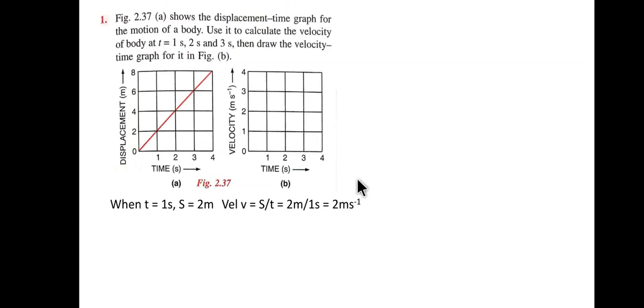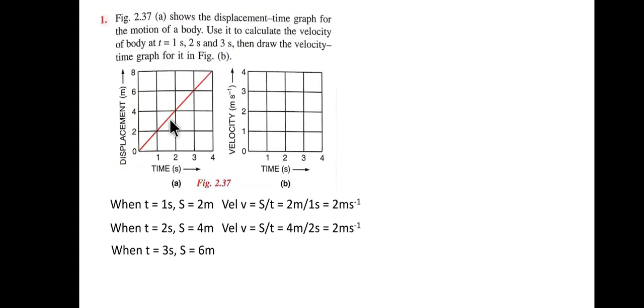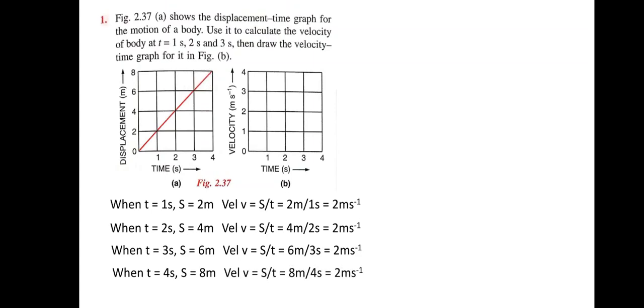In the next case, when the time is 2 seconds, the displacement is 4. Therefore, the velocity is equal to 4 meters divided by 2, that is again 2 meters per second. When the time is 3 seconds, we can see in the graph the displacement is 6. So velocity is equal to 6 divided by 3, again 2 meters per second. And when time is 4 seconds, the displacement is 8 meters. So velocity again is 8 divided by 4, again 2 meters per second.